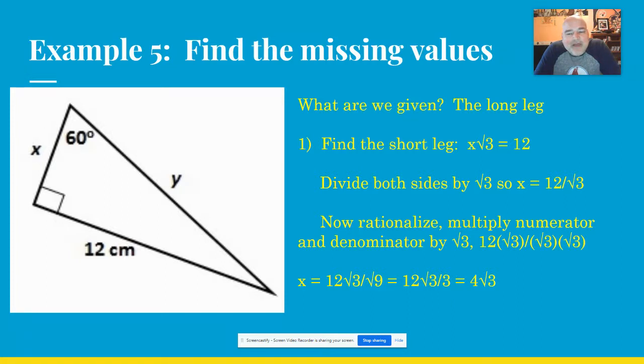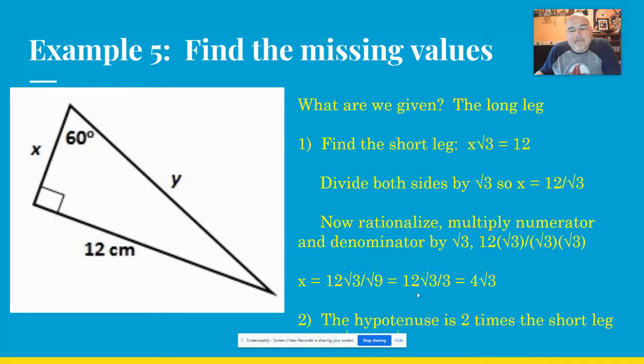Now we're going to rationalize it, which means we multiply top and bottom by the square root of 3 because we can't have a square root in the bottom. And hopefully this is going to work out like this one did. Notice that we get the square root of 9, square root of 3 times the square root of 3 here. That's just 3, and then 3 cancels the 12 out, so we get 4 square root of 3. Then the hypotenuse, well, that's easy. We just double that short leg, so it's 8 times the square root of 3.